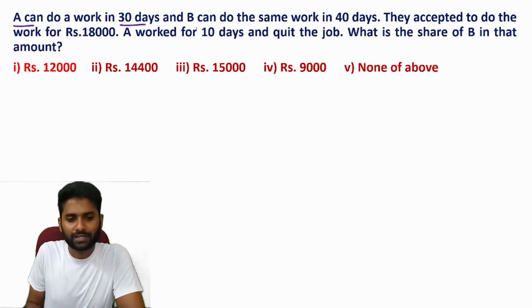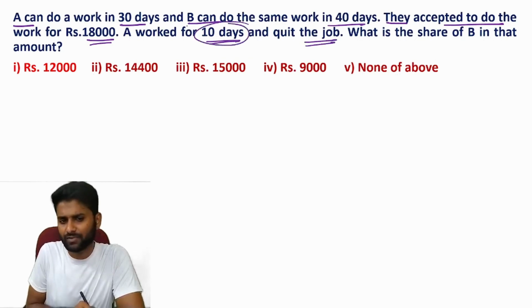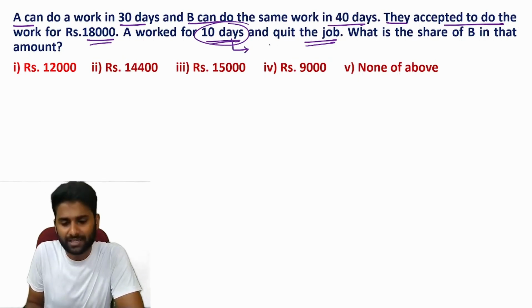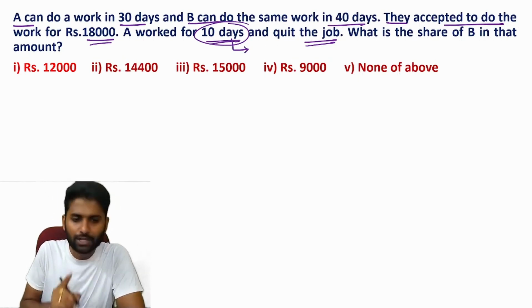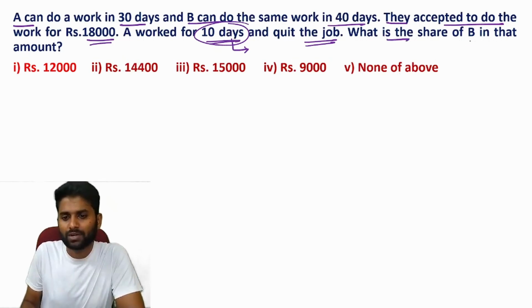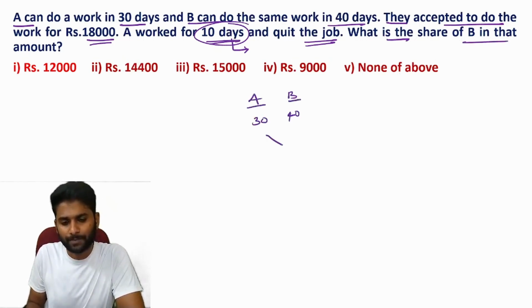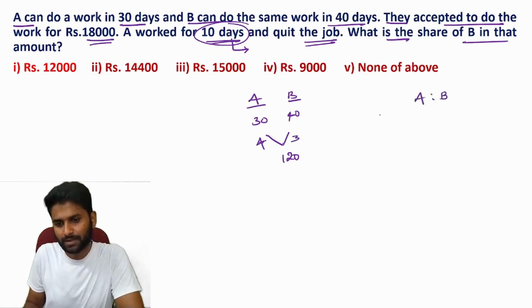A can do a work in 30 days. B can do the same work in 40 days. They agreed to do the work for 18,000. A worked for 10 days and quit the job. See, he will get only 10 days of amount. Here, 10 days of amount means how much he completed in those 10 days. That is important. That's why efficiencies matter to identify the amount distribution. What is the share of B in that amount? See, A, B: 30, 40. Total work 120. A's efficiency is exactly 4 units, B's efficiency is 3 units.